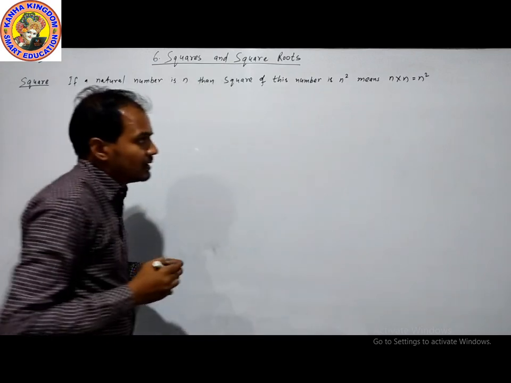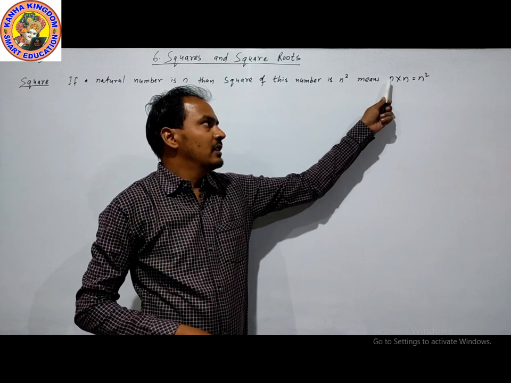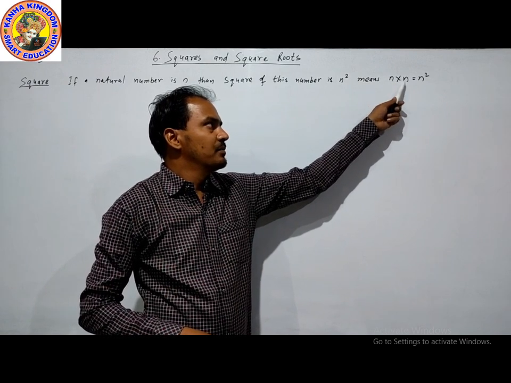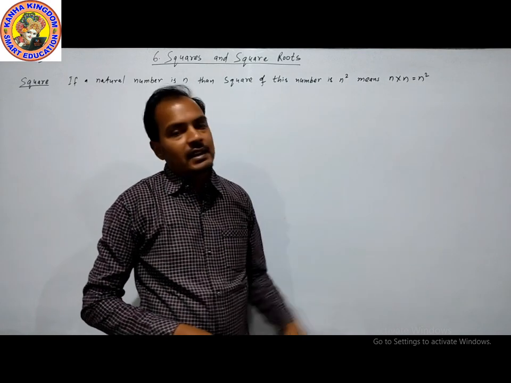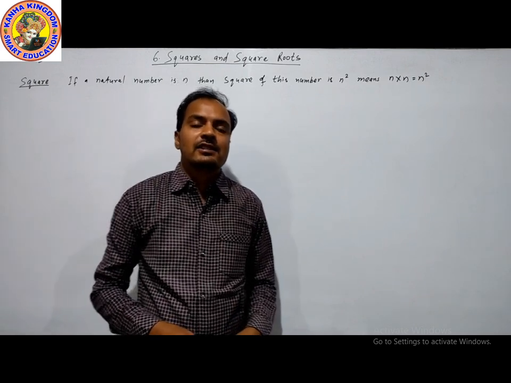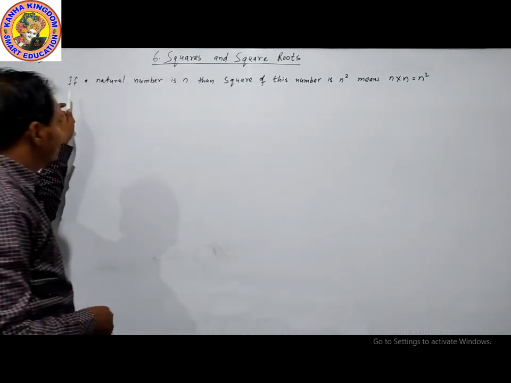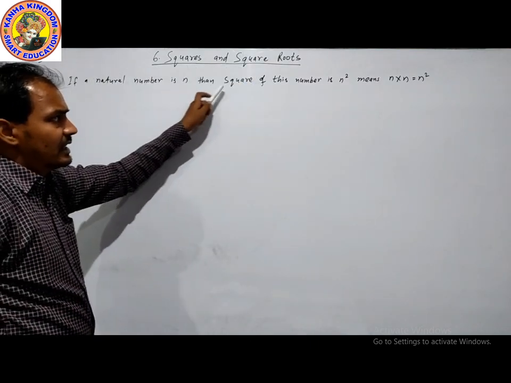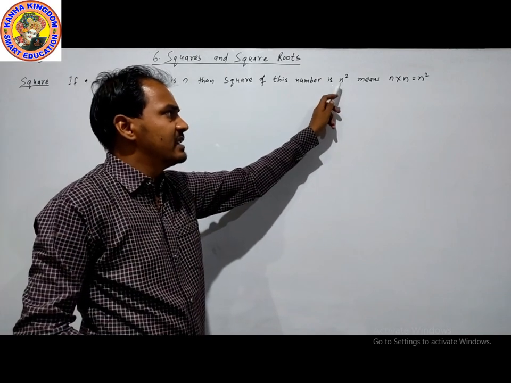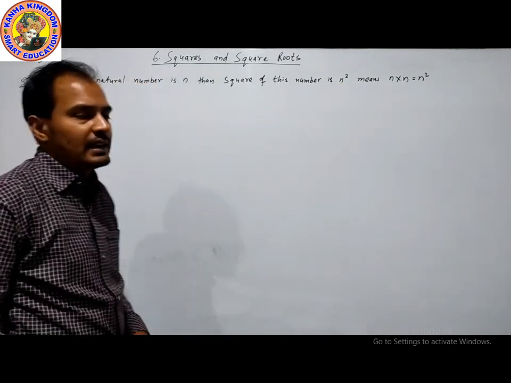If a number is n, then the multiplication of the number by itself is called n square. If a number is multiplied by itself, this is the square of that number. So if a natural number is n, then the square of this number is written as n square, meaning n cross n is equal to n square.